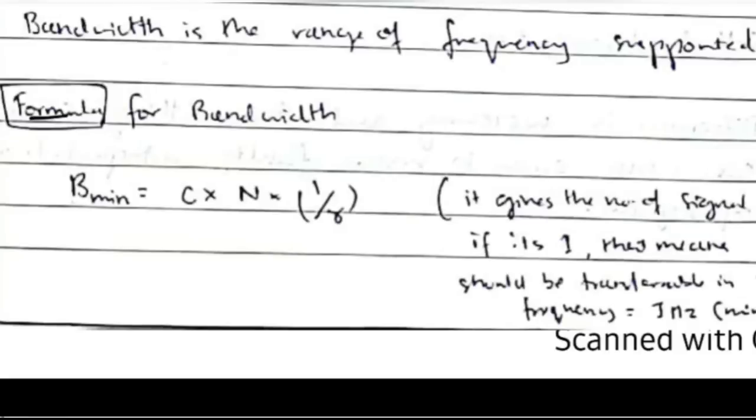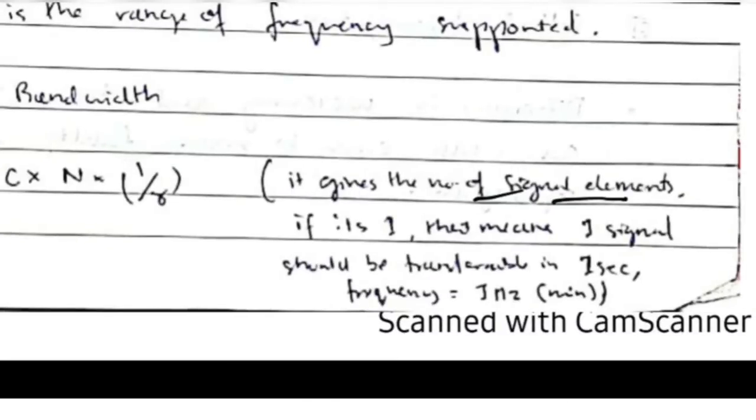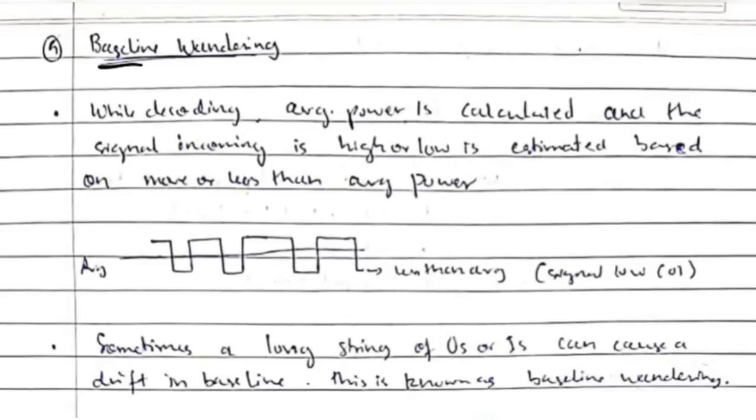The formula of bandwidth is also the same as the previous one, which is C into N into 1 by R. Same as for the signal rate, because it gives the number of signal elements getting transferred in 1 second. The next one is baseline wandering.